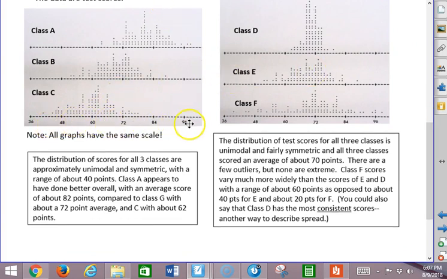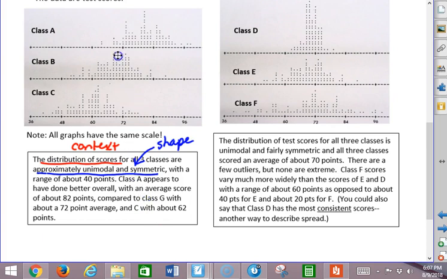Notice that all graphs must have the same scale. When you're comparing them, it doesn't do any good to compare them if they're on different scales. So we have them all on the same scale. So I say the distribution of scores. Notice I didn't say the graph or the data, but I use context here. So the distribution of scores for all three classes are approximately unimodal and symmetric. Here's my weasel word, and then I'm talking about shape. Usually I start out with the context and talking about shape. And then I go into either center or spread and talk about that.